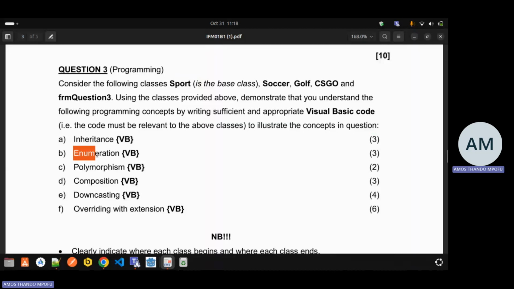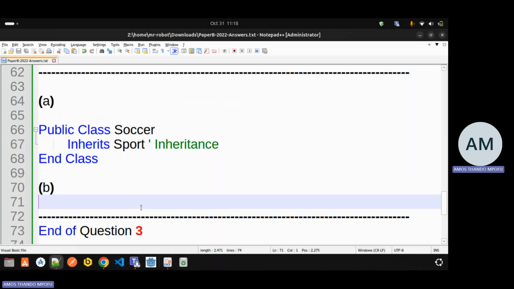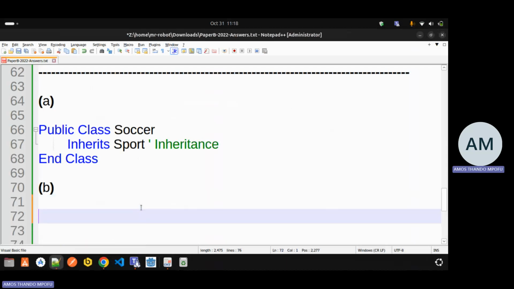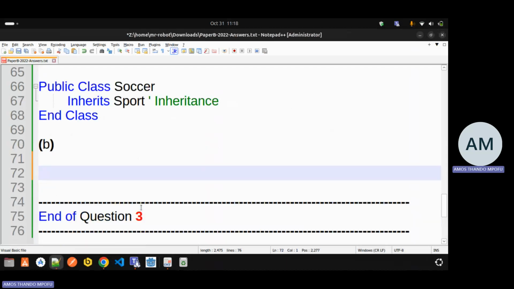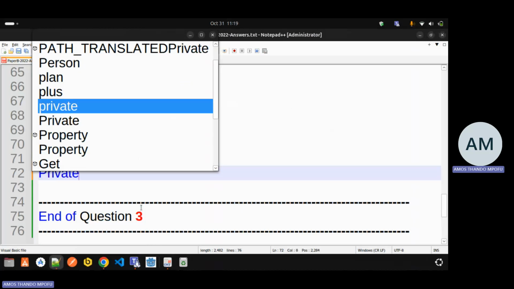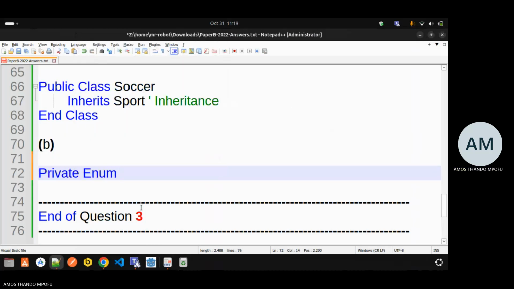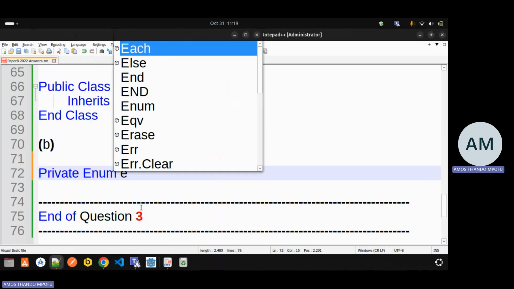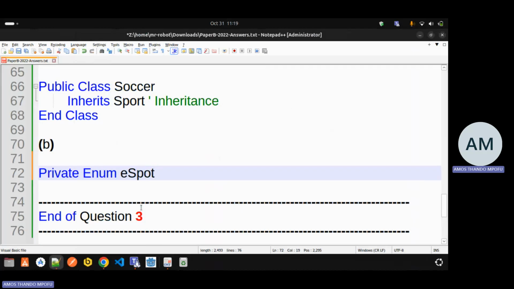And then enumeration. For the enumeration, it's simple. Remember, we have 2 types of sports, which are soccer and golf. So I will literally do that. I forgot how to. Okay, with an enum, you have to make it private. Remember, you say Private Enum followed by the name. So I'm going to say ESport.